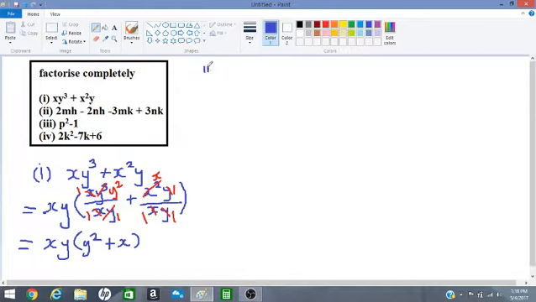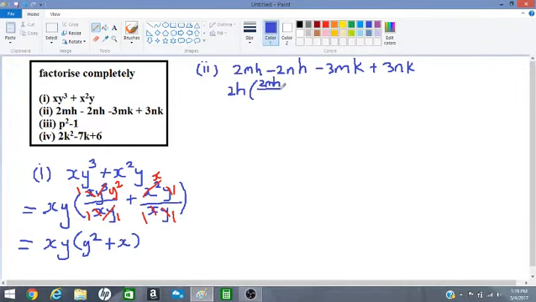Let's move on to part 2. This is factorization by grouping here. 2mh minus 2nh minus 3mk plus 3nk. So let us group our like terms, meaning terms that have the same factor. For example, the first two terms both have a 2 and an h. So we can take 2h out as our HCF, and we divide 2mh by 2h minus 2nh by 2h.